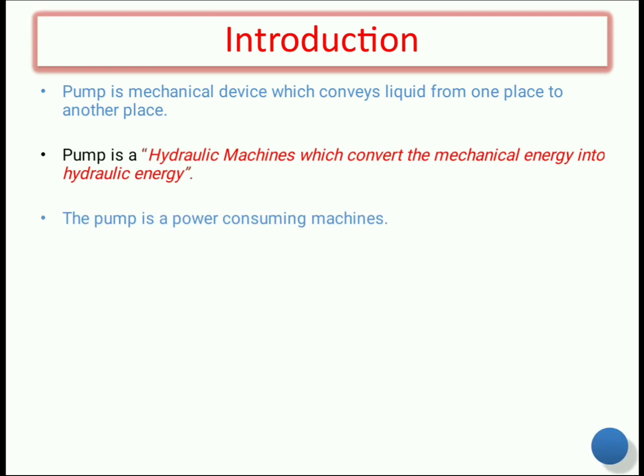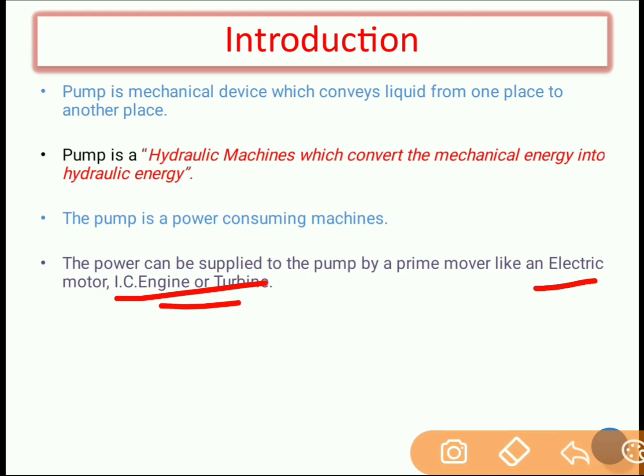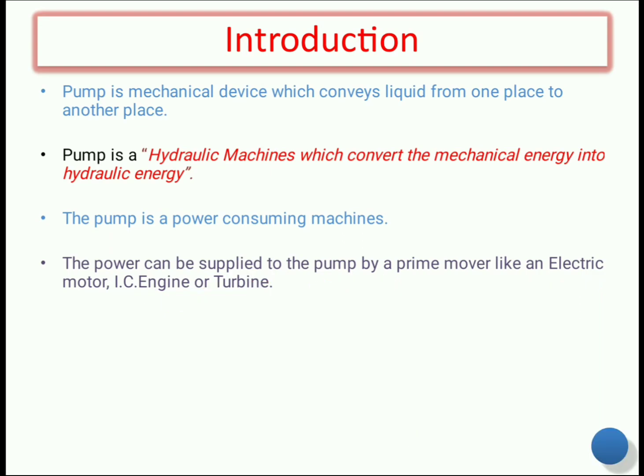Now pumps are power consuming machines because they consume power to transfer the liquid from one place to another. Now the power can be supplied to the pump by a prime mover such as electrical motor, IC engine or turbine. We need power to operate the pump, and that power can be obtained from any of these prime movers like electrical motor, IC engine or turbine.